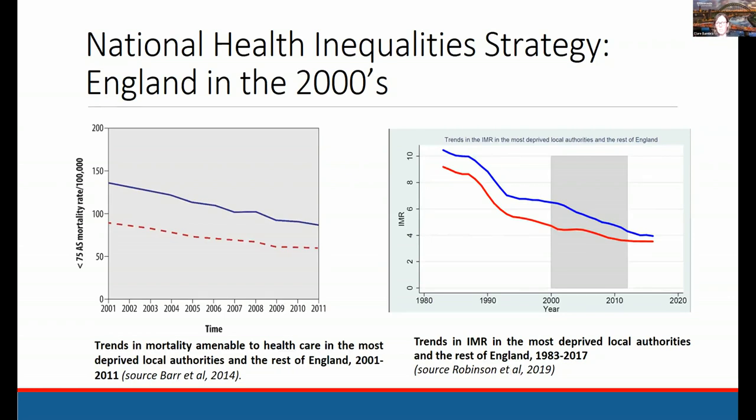In these two graphs, we can see data from Bambra at Liverpool and my colleague Thomas Robinson at Newcastle, showing what happened between the 20% most deprived local authorities and the rest of England in terms of mortality amenable to healthcare and also in terms of infant mortality rates. And what you can see is that over the policy period, there was a decrease in the inequality in both of these outcomes.